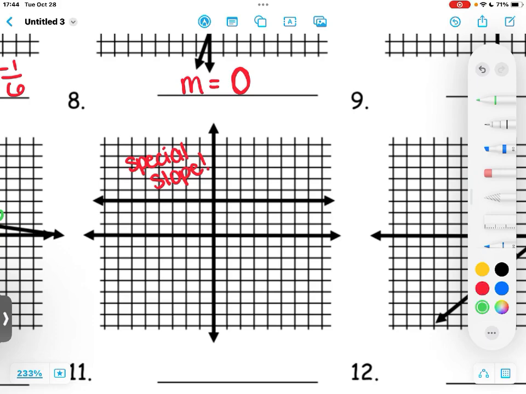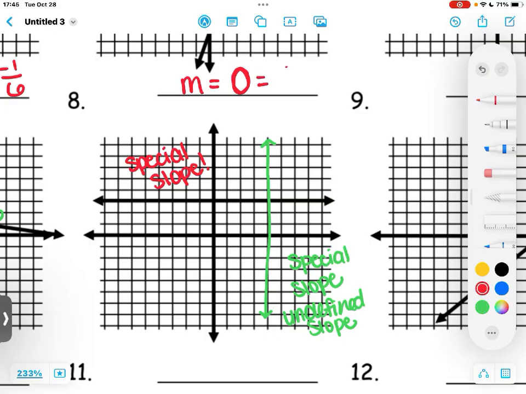Now, say, for example, I'm going to do a new line here. If you're given something like the green line, this is another special slope, where instead you have an undefined slope. And that's because you're constantly going up or down and not going left or right any at all.